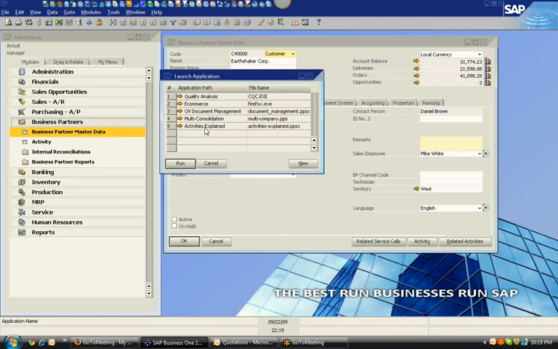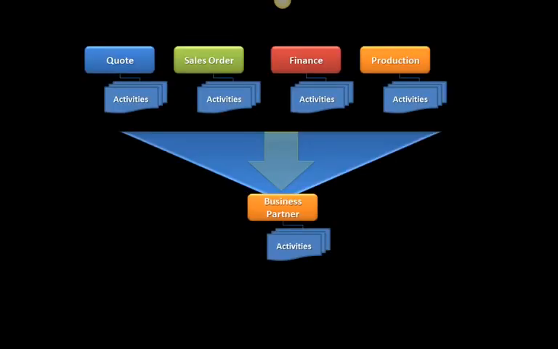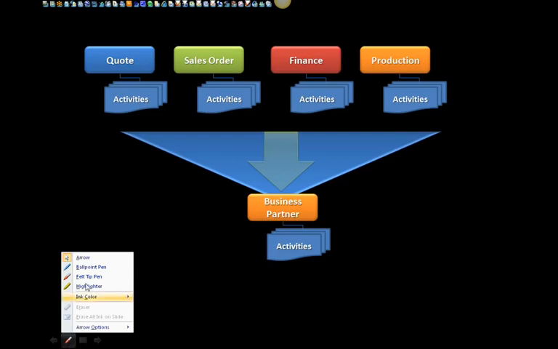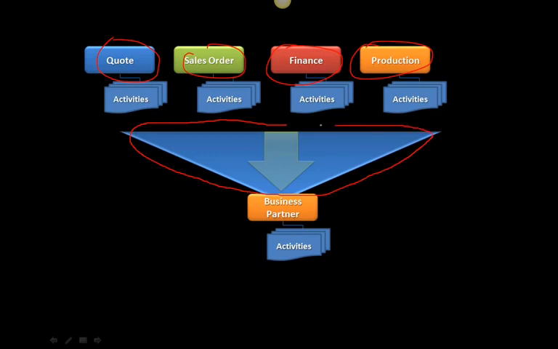Now, unlike other systems, one of the nice things about SAP Business One is that not only can I create activities in different areas of the system, like from quotes, from sales orders, anywhere in the finance area, collection activities, production area, I can create all those activities. But what's unique about SAP Business One is that it takes those activities that I've created and then it also filters those down into the business partner, which gives me a single point of reference to see everything going on with a particular customer, supplier, or lead.